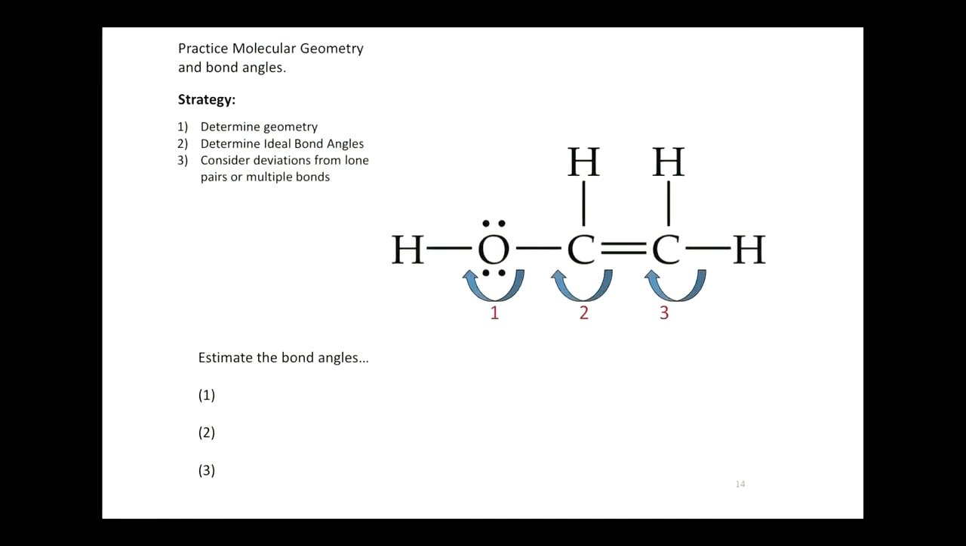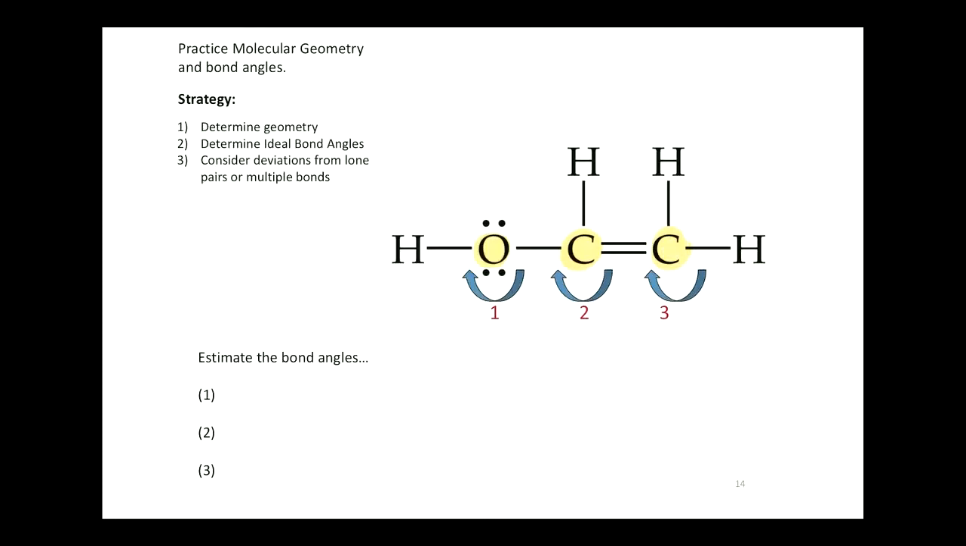Let's estimate these bond angles, 1, 2, and 3. Here's my strategy for bond angle. Remember, we're looking at the central atom. Yes, this molecule looks really complex, but all we're doing is focusing on the central atom. For bond angle 1, we're looking at that oxygen, the environment around that oxygen. For 2, we're looking at the carbon, and for 3, that other carbon.